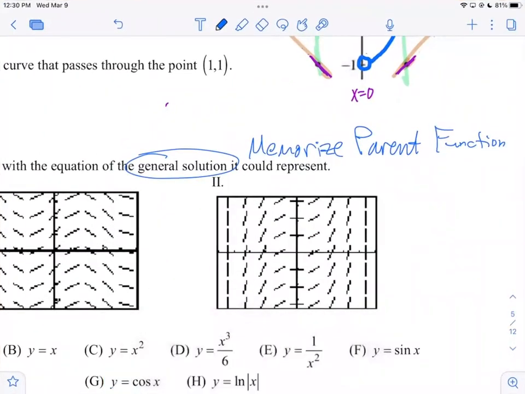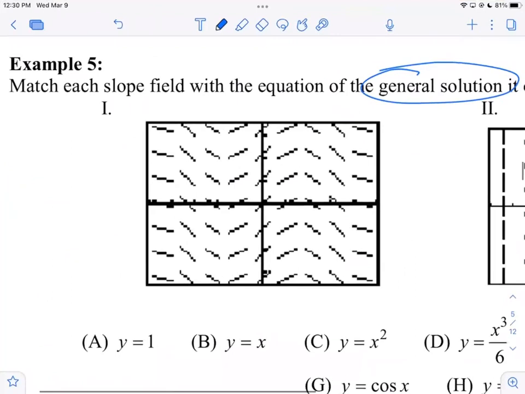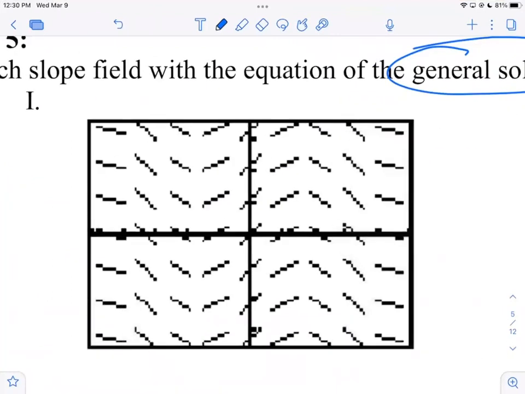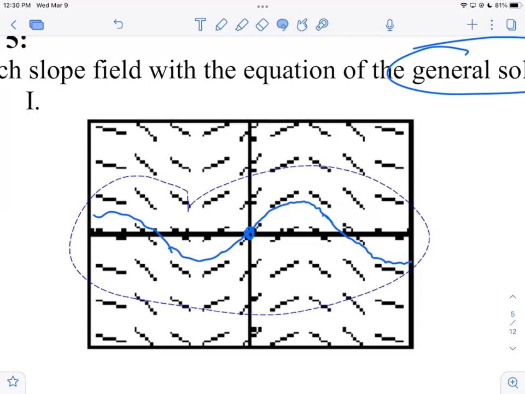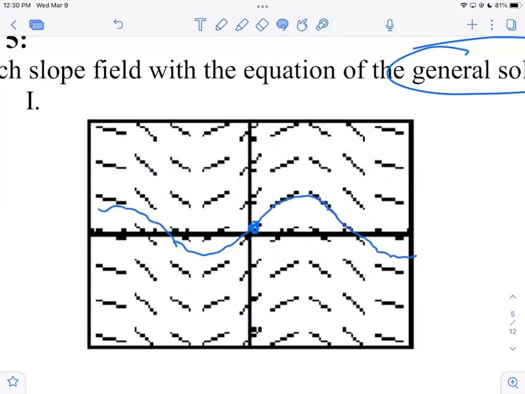So let's go ahead and look at it. If we look at this graph right here. If you're not sure what the general solution is, just drop in somewhere. I'm going to drop in at the origin. And now you go with the flow. You're like, whoa, hey, it's turning me around again. Whoa, it's turning. And then you come this way. Whoa, it's turning me around. Whoa. Okay.